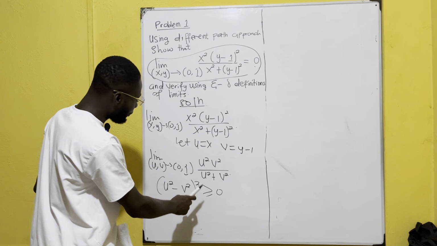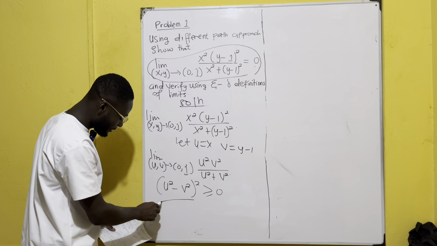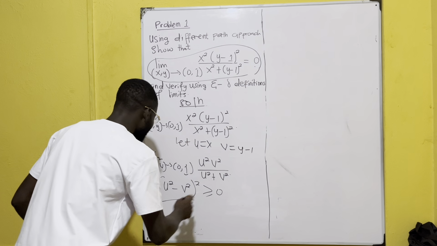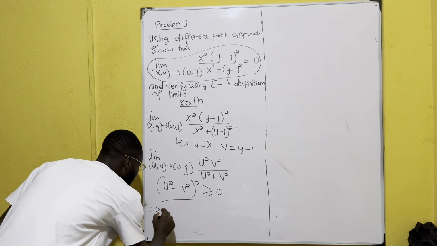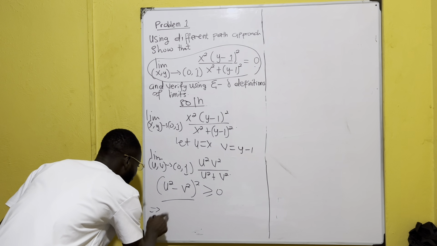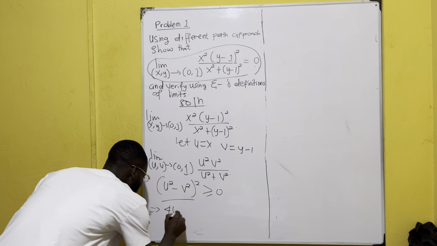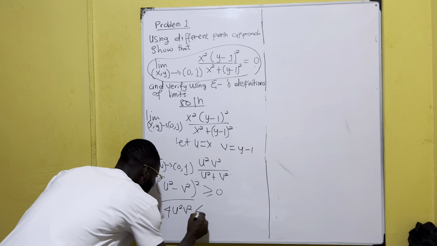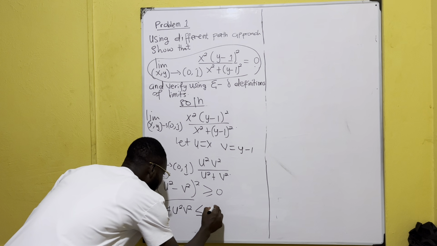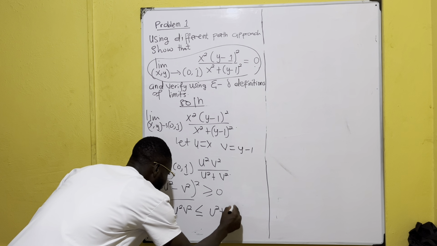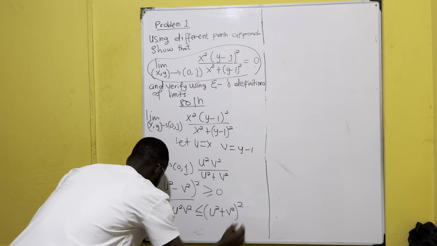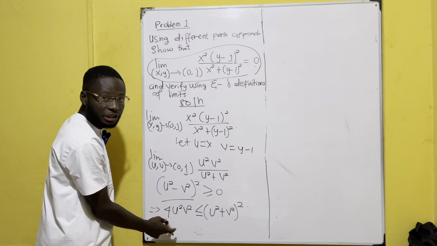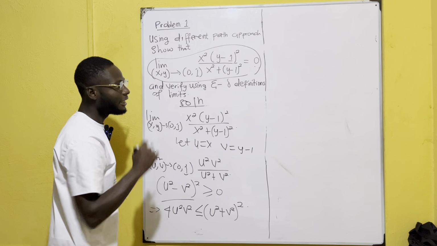So you realize that when you expand this, this implies that you have 4u squared v squared less or equal to u squared plus v squared, all squared, right? And this is denoting something, right? Now let's proceed.